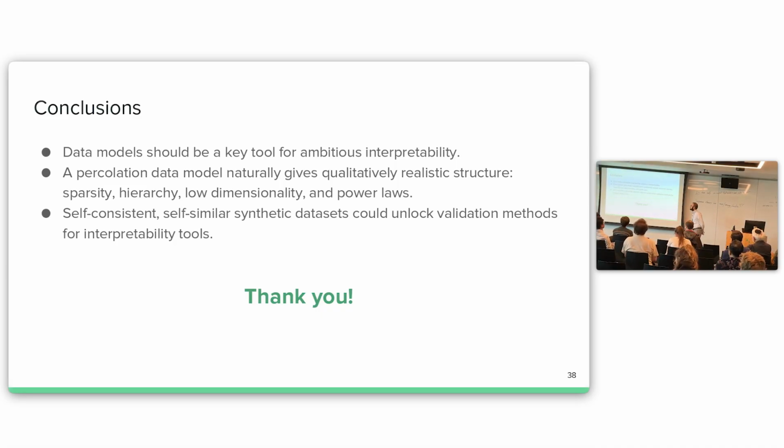So I'll end here. In conclusion, I would argue that data models should be a key tool for ambitious interpretability. I'm interested in a particular model based on high-dimensional percolation that very naturally, without explicitly assuming any of this, gives us realistic properties of natural data sets: sparsity, hierarchy, low dimensionality, and power laws. And what I'm interested in exploring now is if we can use self-consistent, self-similar synthetic data sets to unlock new validation methods for interpretability tools. Happy to take any questions. Thank you.